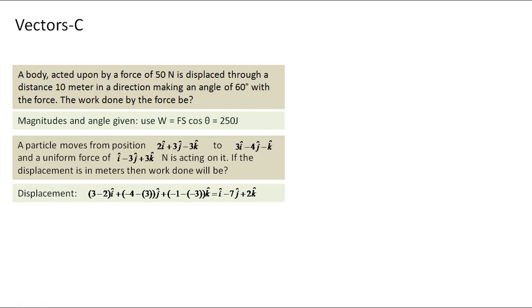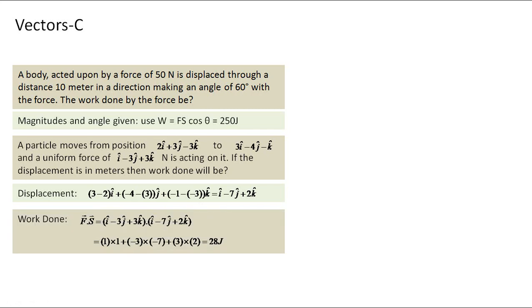So what is displacement vector? Final position vector minus initial position vector. How do you find vector difference? X component of final position vector minus x component of initial position vector. 3 minus 2 i cap, minus 4 minus 3 j cap, and minus 1 minus of minus 3, make sure there are 2 minus signs here, k cap. So simply we substitute the values, we find the displacement vector. Force vector is already given, so simply need to take the dot product to arrive at work done.